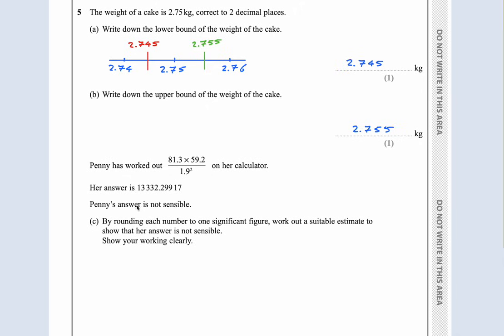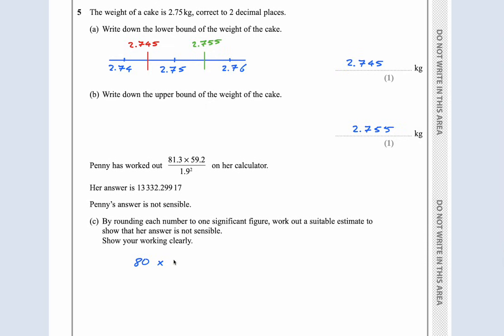Her answer is this. Penny's answer is not sensible. By rounding each number to one significant figure, work out a suitable estimate to show that her answer is not sensible. Okay, so obviously, guys, you could do this on your calculator, but he wants you to round each number to one significant figure. So 81.3 to one significant figure is 80.